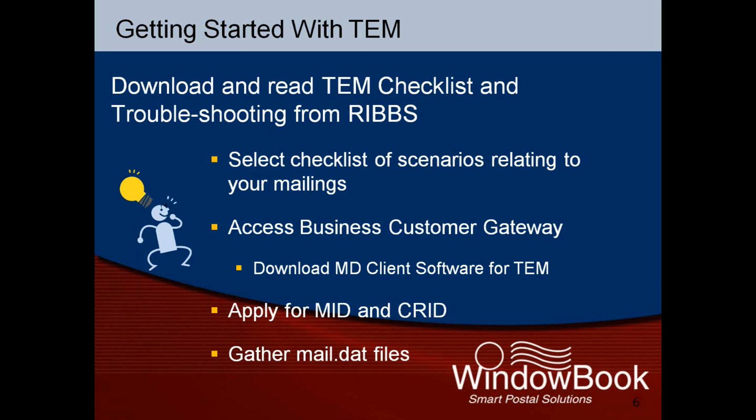All TEM testing occurs on Postal One, so you will also need to access the Business Customer Gateway from the Postal Service website to get started. Here you will download the Postal Service's software called MD Client for the TEM environment. And if you have not already done so, you will need to apply to the Postal Service for a Mailer Identification Number, or MID, and a Customer Registration Identification Number, or CRID. This information must be populated in the mail.dat files that are transmitted to Postal One during the testing, and these uniquely identify you as a mailer. And lastly, you will need to gather together the various mail.dat files that reflect the types of mailings that you do. If you have multiple types of mailings, we suggest that you start with the easiest one first, or the one that has the fewest scenarios in the Postal Service checklist.